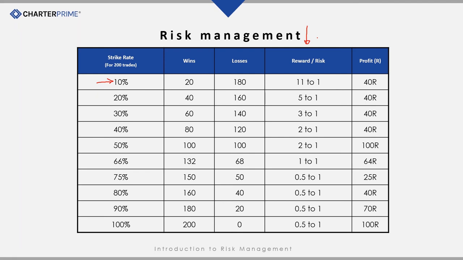The far right-hand column is important as well, because we're talking about profit and how much money we've made after these 200 trades. To represent profit, I've used this letter called R, R for Romeo. This R represents a unit of risk. So the R is for risk. And each of us has a different risk amount. It's that amount of money we're prepared to put at risk when we open a trade.